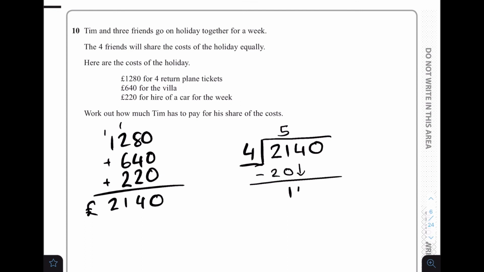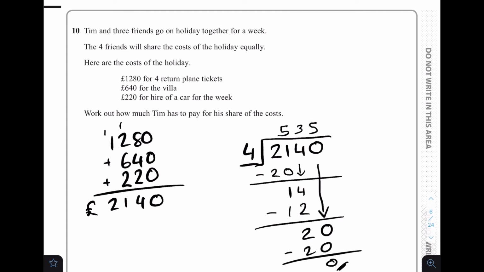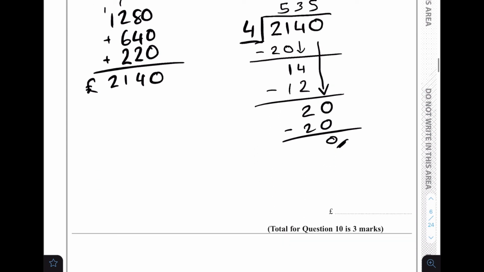We can bring the 4 down. So now we can look at 4 and 14. How many times does 4 go into 14? Well, that goes in 3 times, but it leaves a remainder of 2. So that's 12, because 4 times 3 is 12. And that will give us 2. If we bring this 0 over from the end, because that's the last figure remaining, how many times does 4 go into 20? Well, 5 times. So you pop a 5 there. 5 times 4 is 20, and that leaves you with 0, and that's how you know you're at the end of the division. So your final answer here will be 535 is each person's cost for this holiday.